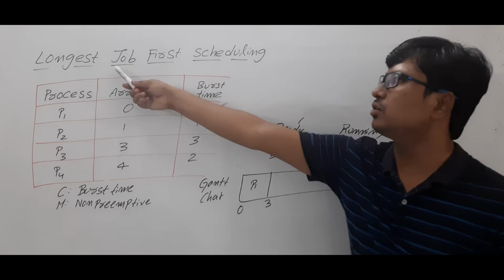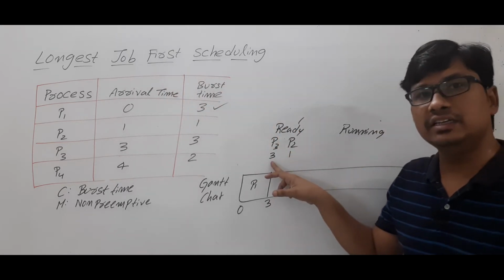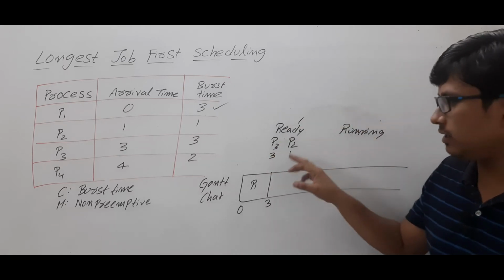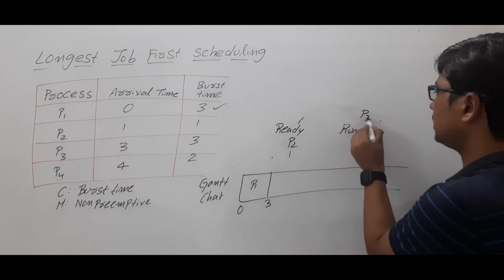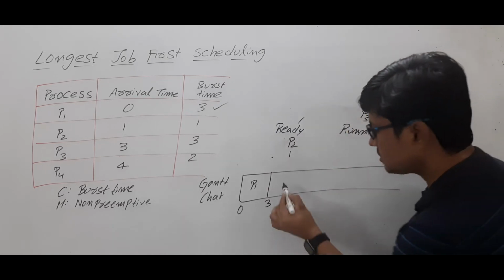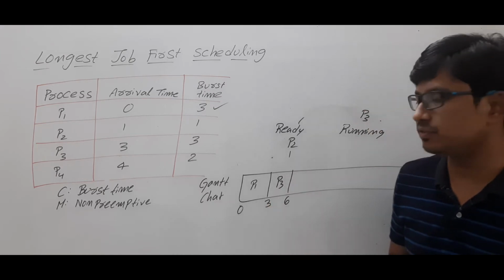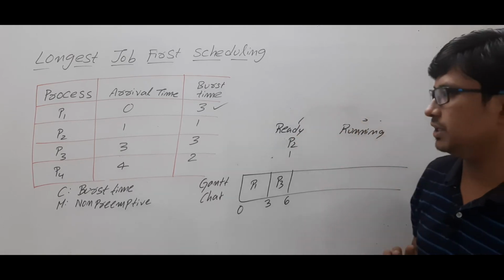As the name suggests, in the longest job first scheduling algorithm, the process which has the highest or the longest burst time will be given priority. So process P3 will be dispatched to the running state. As it is a non-preemptive scheduling algorithm, it will be executed for 3 units of time. At the 6th unit, it will complete its task and go to the terminated state.